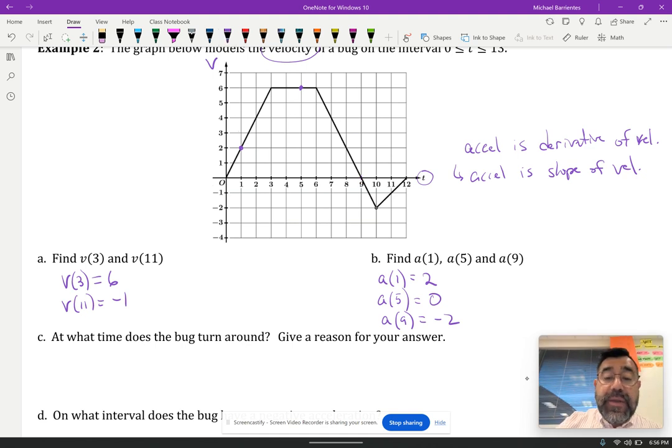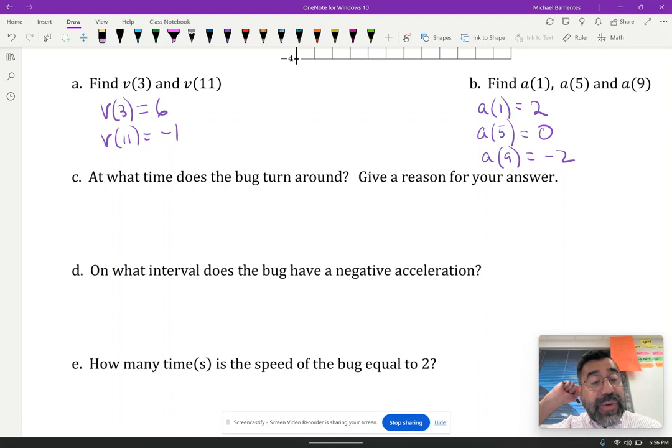And just like that, we have our answers for A and B. Okay, so far so good. Let's go to part C. At what time does the bug turn around? Give a reason for your answer.